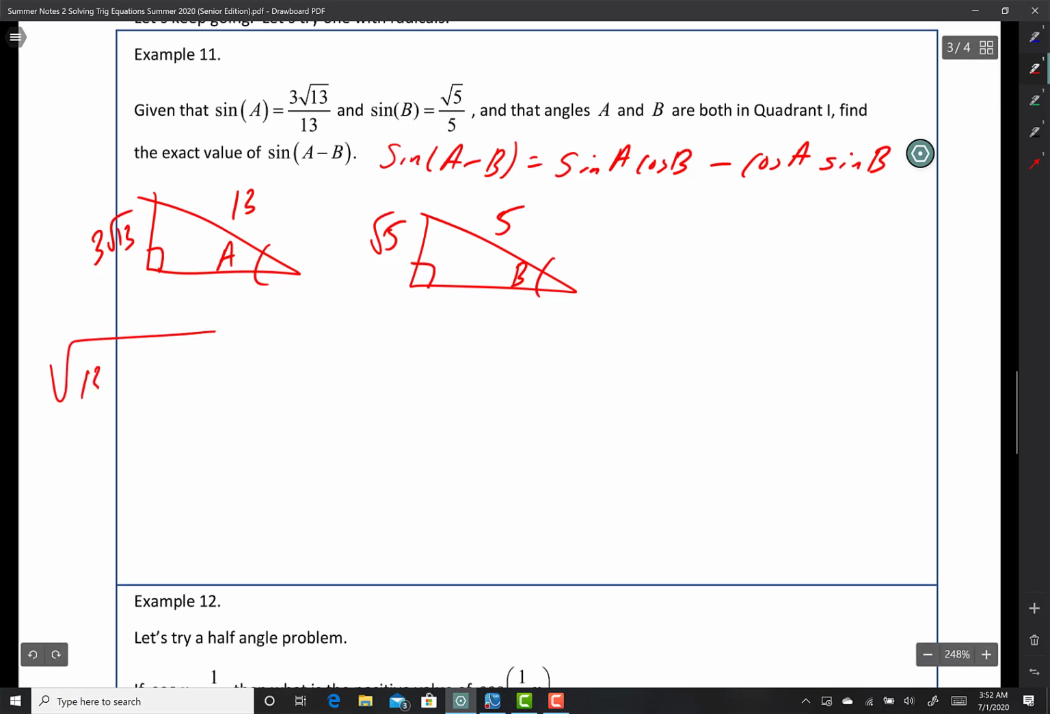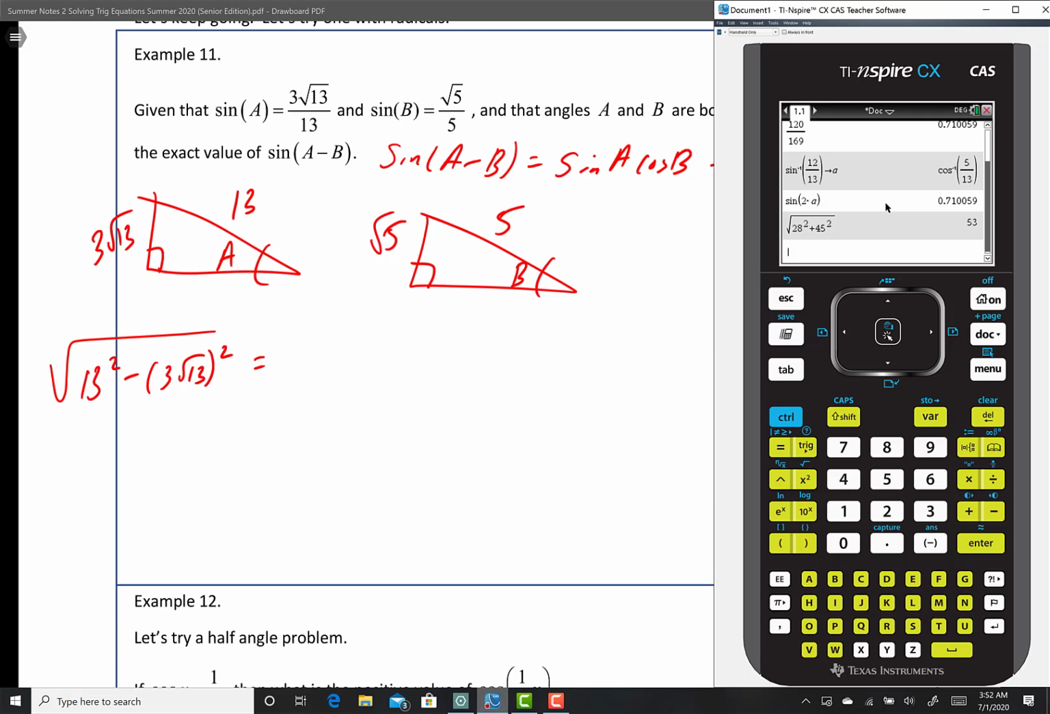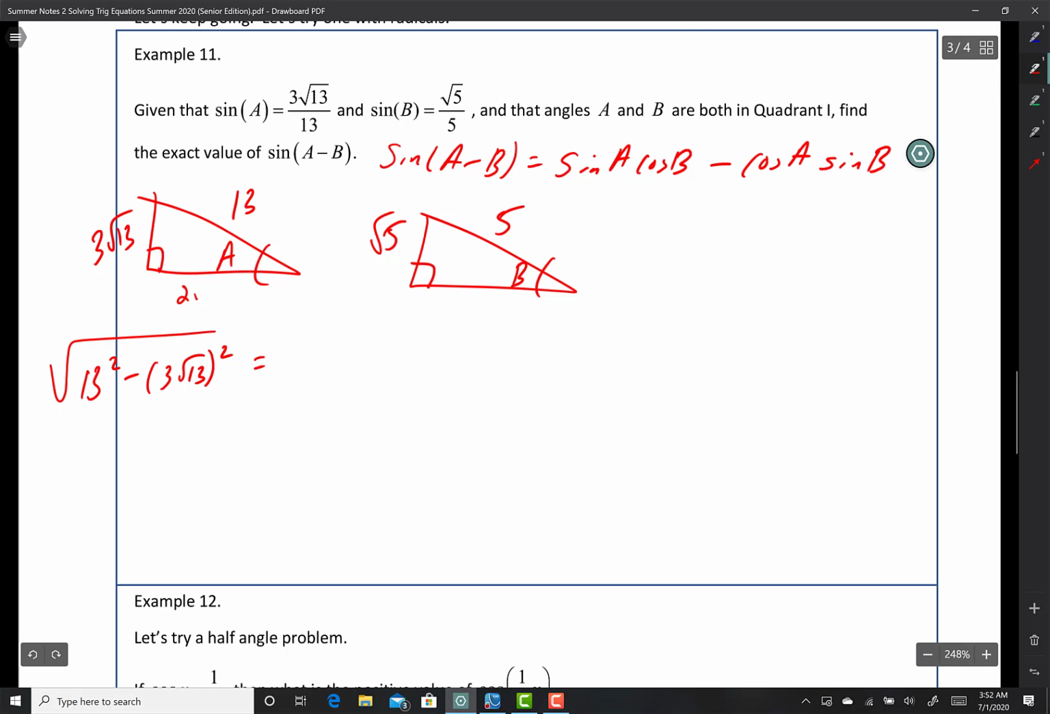13 squared minus 3 square root of 13 squared. And that's going to give us some number. I do not know what that number is. So we're just going to use the calculator here. So 13 squared. I know 13 squared is 169, but let's go ahead and continue. Minus, and then I'm going to put a little parenthesis here. 3 square root 13. Close it, put a square on it, and push enter. So 2 square root of 13.